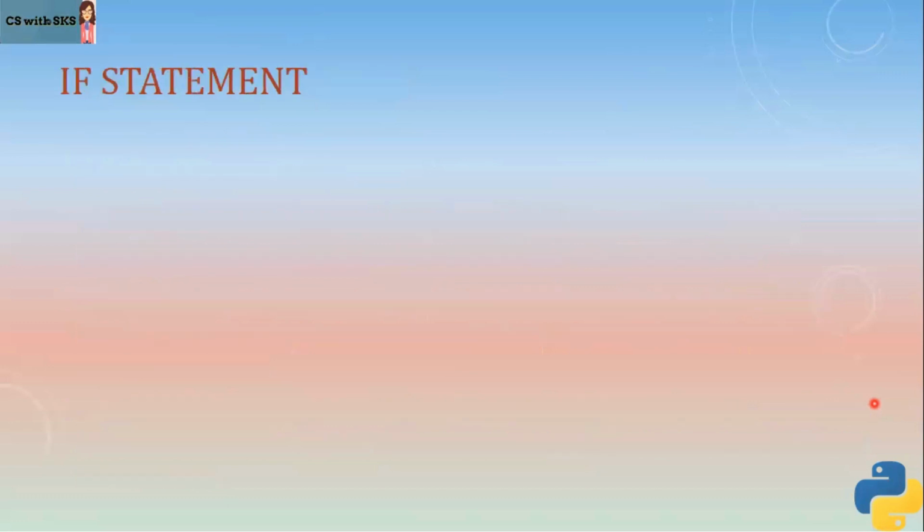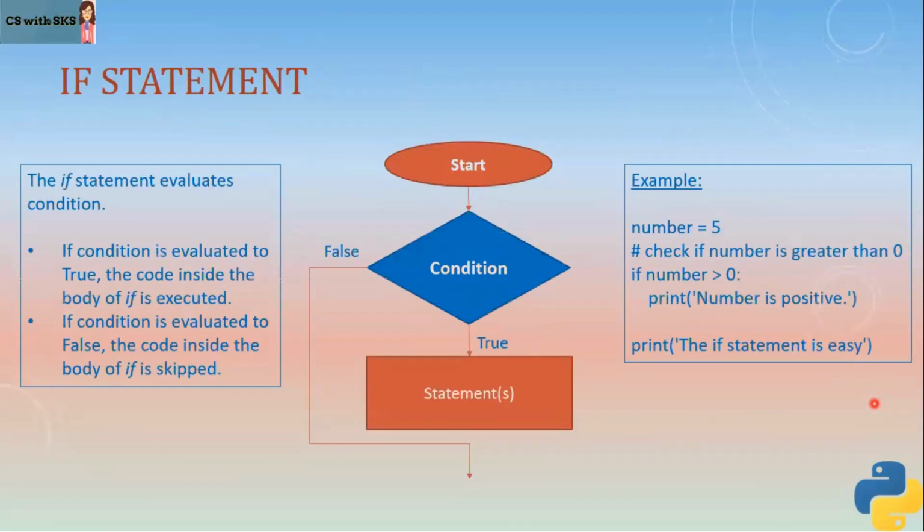Let's understand all these in detail along with examples and the flow charts for these statements. First of all, if statement. So if statement, if you look at, it starts with a condition. A condition is checked.